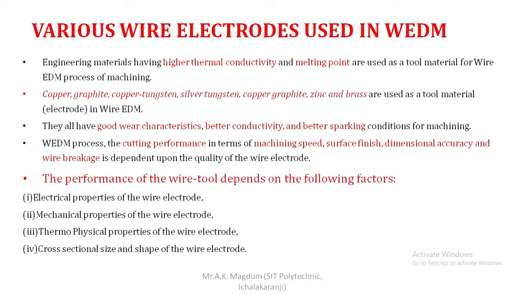Next, the cross-sectional size and shape of the wire electrode. That is the last aspect or factor which is very useful to improve the life of the wire at the time of machining. So these are the various factors for the selection of wire at the time of machining. These are the wire electrodes and their selection factors we are discussing in this slide.